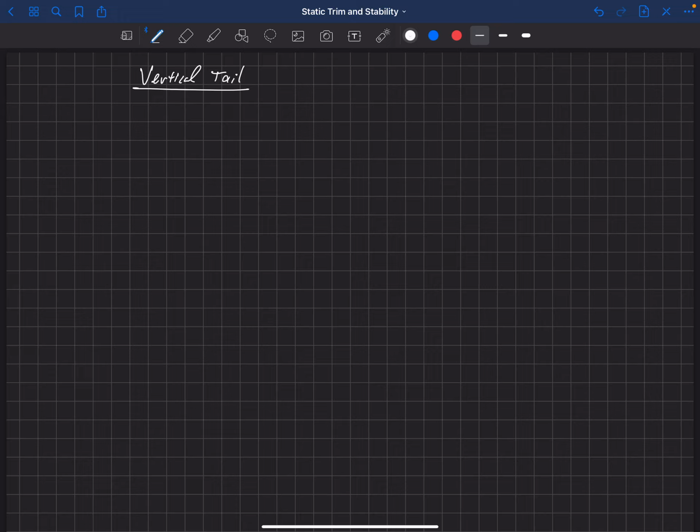Let's now discuss the influence of the vertical tail on roll stability. So let's draw an aircraft here with a vertical tail, and here's our x-axis or our roll axis.